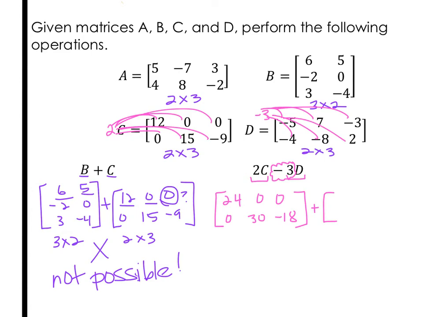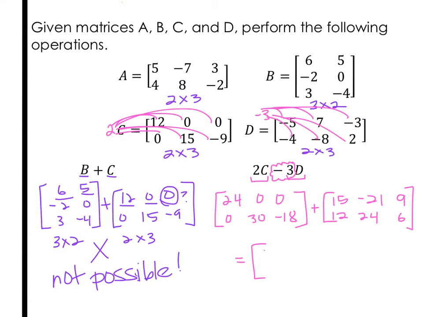Negative 3 times negative 5 would be positive 15. Negative 3 times 7, negative 21. And negative 3 times negative 3 would be positive 9. In row 2, negative 3 times negative 4, positive 12. Negative 3 times negative 8, positive 24. And last but not least, negative 3 times 2 would be 6. So order of operations, we performed the multiplication first, and now we'll add corresponding elements.